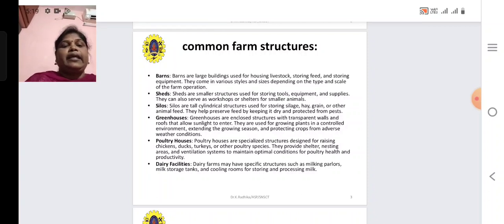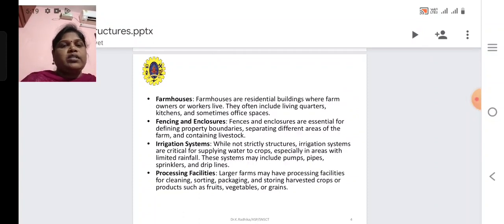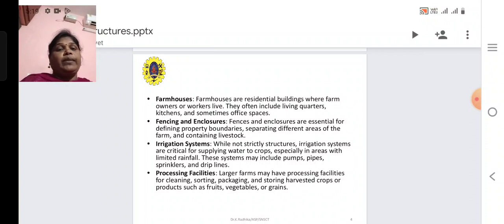Then dairy facilities. Dairy farms may have specific structures such as milking parlors, milk storage tanks, and cooling rooms for storing and processing milk. Some storing rooms are provided in the dairy facilities. Then farmhouses. Farmhouses are residential buildings where farm owners or workers are living. They often include living quarters, kitchens, and some office spaces. Some of the owners are living in their own houses, on their own farms. Some kitchen areas are provided in the farmhouses.